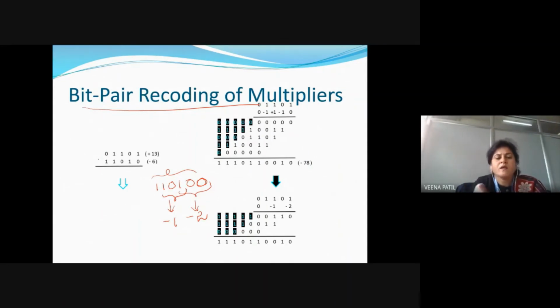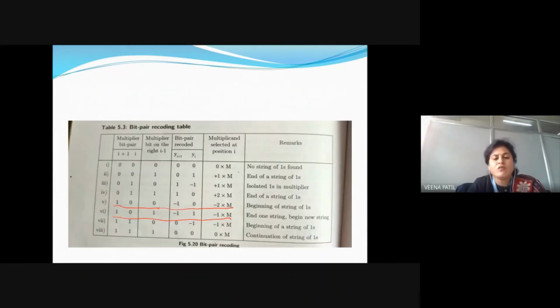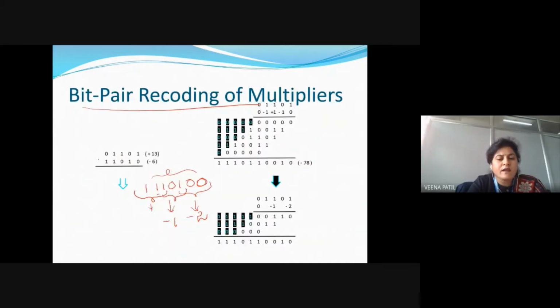Now I want to take the next 3 bits, but there are only 2 bits. So what do I have to do? I have to extend the sign bit, an imaginary 1. I have to write it there. Then all 3 are 1. So for all 3, it is to be replaced with 0. So write it as a 0. So you are going to get the new recorded multiplier as 0, -1, -2.